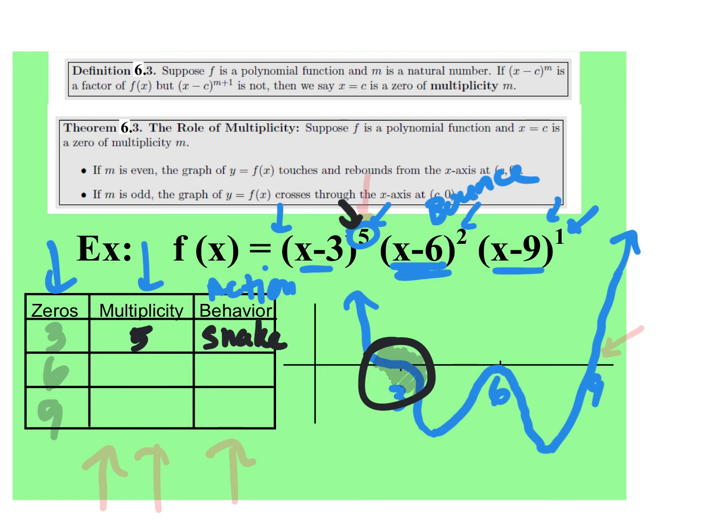The 0 here, this is a root of 6. It has a multiplicity of 2. That's the multiplicity, and the behavior there is a bounce. And last but not least, the 0 right there has a multiplicity of 1, and we just call that kind a cut through. All right.